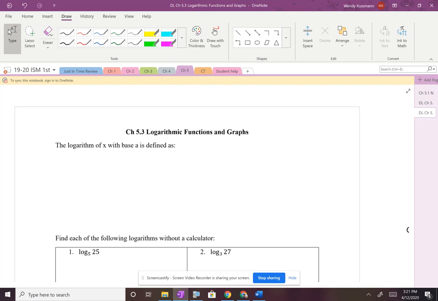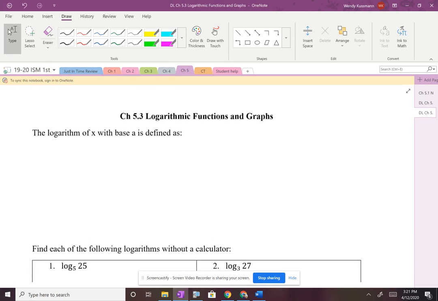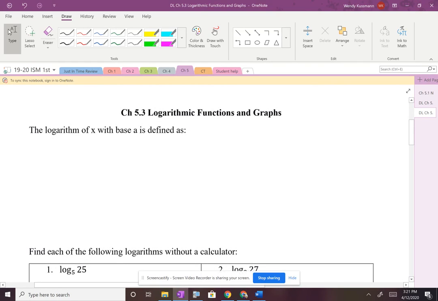So the logarithm of x with base a is identified as... So I want to go ahead and put a formal definition out there for the logarithmic and the exponential, which hopefully you realize are very much linked, just written in two different ways. So y equals log base a of x. That is our logarithmic equation.